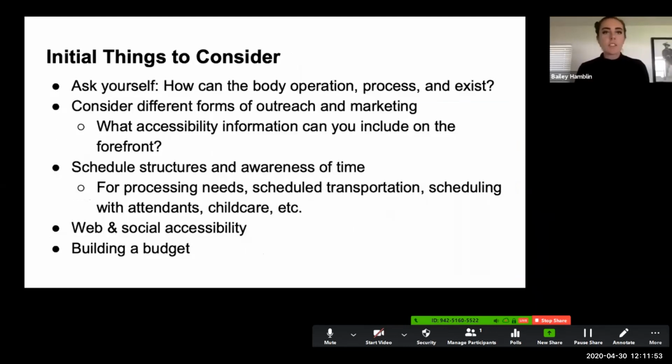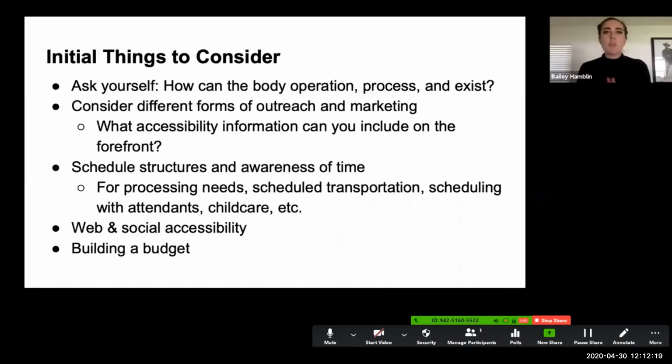Initial things to consider, again, when you're looking to make your programs more accessible: asking yourself, how can the body operate? I like to do this individual exercise where I scan my body and consider all my different body parts and senses, and the spectrum of different ways that all of those body parts, senses, and processes could operate.